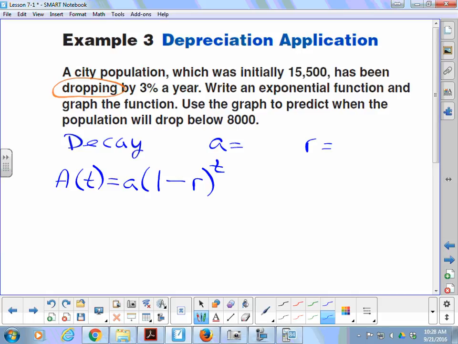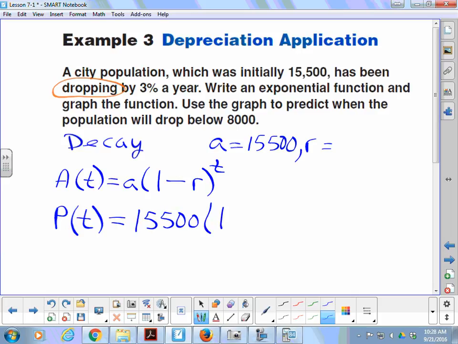All right, let's see. So here we're talking about population over time. So I'm going to use the letter P instead of A, because we're talking about population. Remember, A is the initial value, which in this case is 15,500, times 1 minus, and it's dropping by 3%, and 3% is represented how as a decimal? 0.03. So we're going to have 1 minus 0.03 to the power of t.